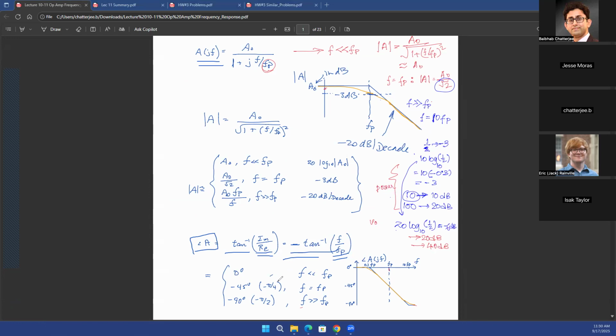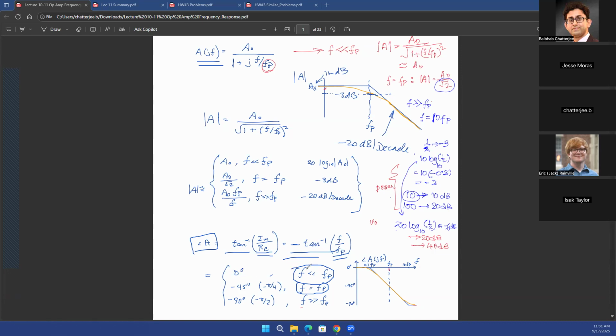And that phase is going to be 0 degrees when f is much lower than fp. It is going to be minus 45 degrees when f is equal to fp, and minus 90 degrees when f is much, much larger than fp. So when f is much, much larger than fp, minus tan inverse infinity is minus 90 degrees. When f is equal to fp, minus tan inverse 1 is minus 45 degrees. And when f is very close to 0, minus tan inverse of 0 is 0 degrees.